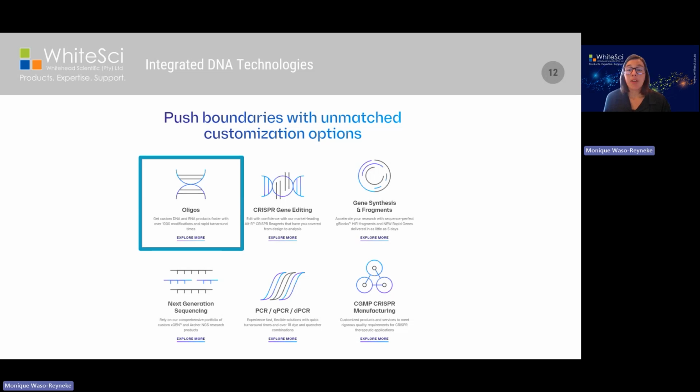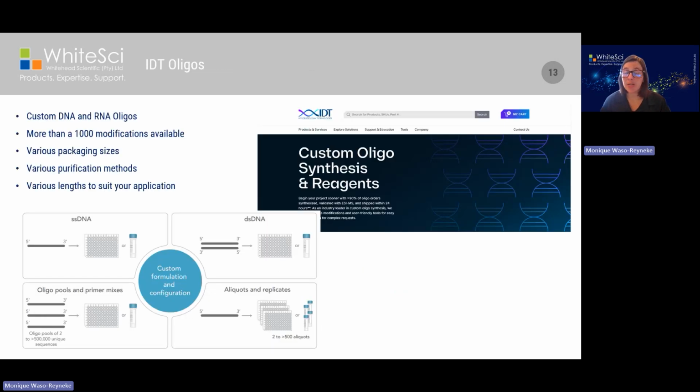And then probably one of our biggest categories is our oligos offering. So this includes our PCR and qPCR primers and probes, but also oligos for any other application. So we can do custom DNA and RNA oligos with or without modifications. At the moment, IDT offers more than 1,000 modifications for oligos. These include 5' and 3' modifications, as well as internal modifications. And all of these modifications are available online.